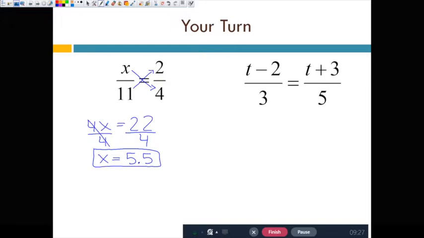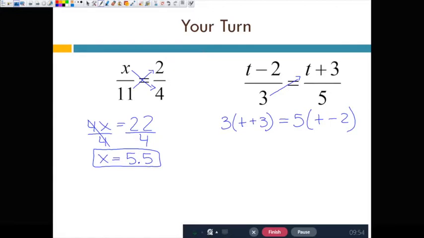What am I going to do first? Cross multiply. So what am I cross multiplying? 3 times t plus 3. Right. 5 times t minus 2. So I have 3 times t plus 3 equals 5 times t minus 2. Okay? Now what do I need to do? Distribute.